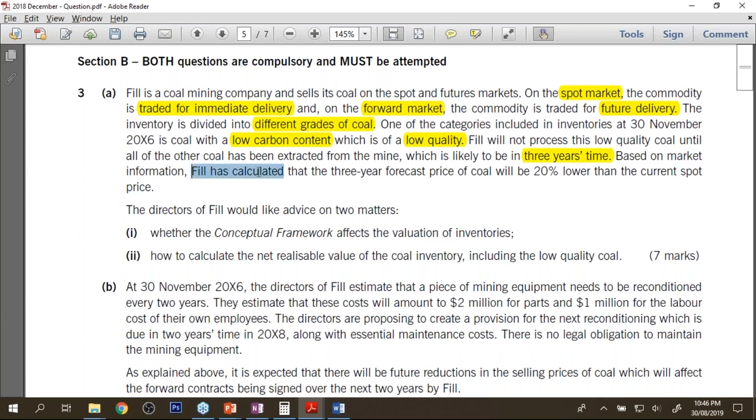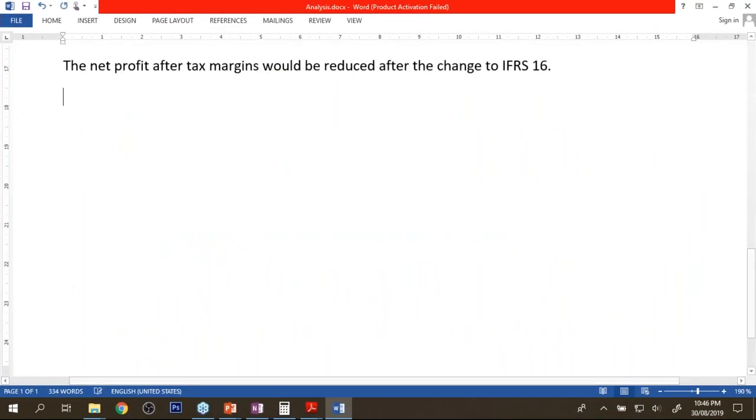Based on the market information, Phil has calculated that the 3 years forecast price of the coal will be 20% lower than the current spot price. Now, the directors of Phil would like advice on two matters: whether the conceptual framework affects the valuation of inventory and how to calculate the net realizable value. So, does the conceptual framework affect the value of inventory? Let me write down the answer for this too. So this is the question of Phil relating to the conceptual framework.